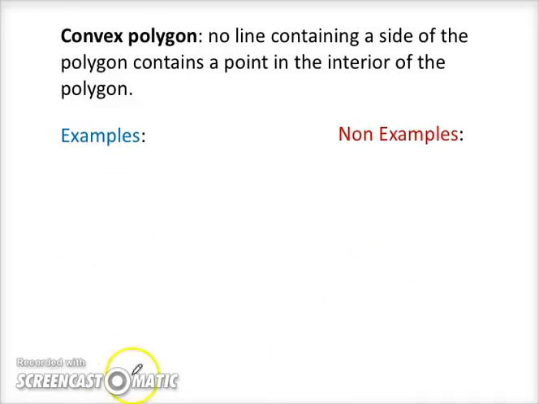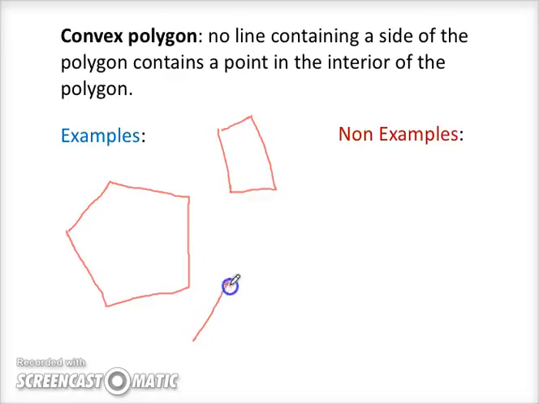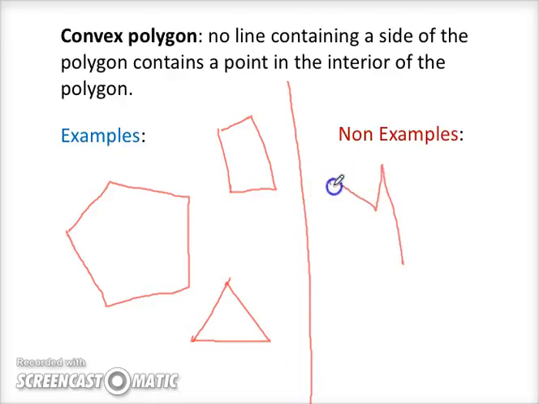Now, a convex polygon means that no line containing a side of the polygon contains a point in the interior of the polygon. I think it's easier to understand this definition by looking at some examples and non-examples. Some examples of convex polygons are these. Some non-examples of convex polygons: one is like one of the figures that I showed you in the last slide.